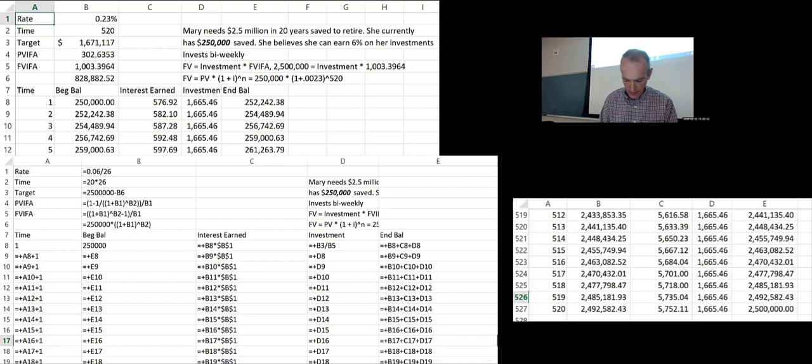Right here, the future value equals the investment times the future value interest factor annuity. So here, 2,500,000 equals the investment times 1003.3964. So we need to invest 2.5 million divided by 1003.3964. So here we take the target divided by a factor. So she needs to invest $2,400 a month.